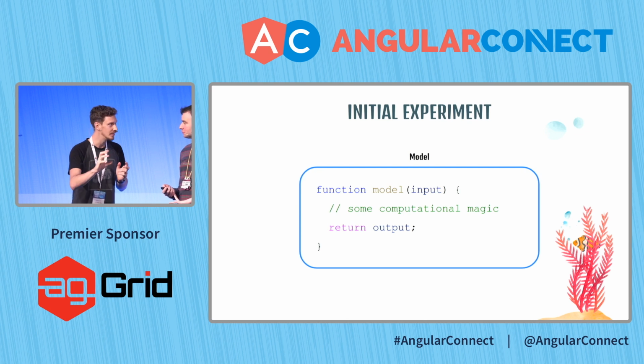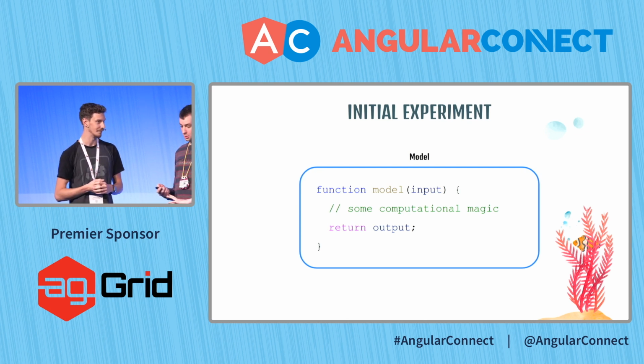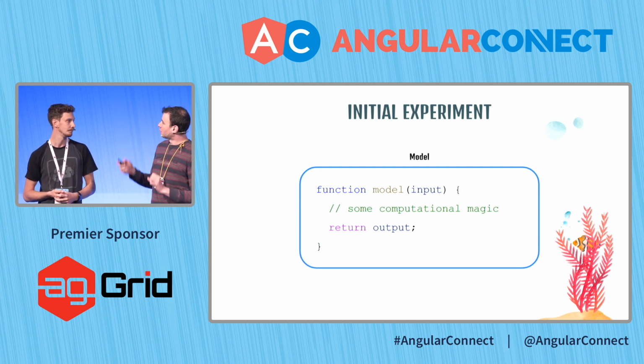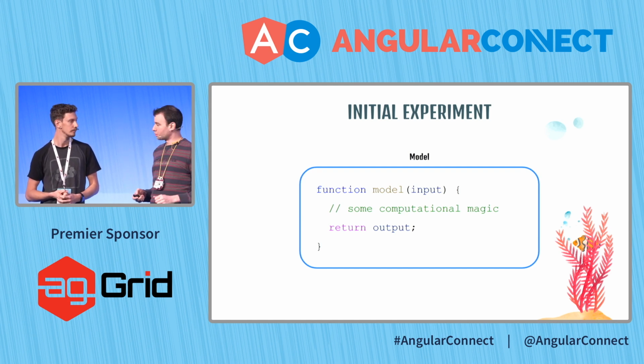We let the machine figure out the implementation of this function. So that's what machine learning is all about, getting the content of that magic model function figured out.